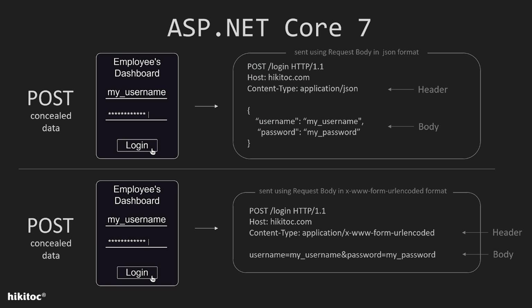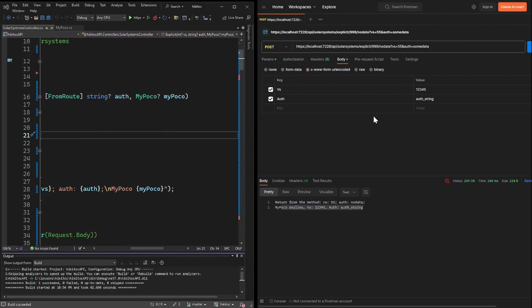JSON is the default response format for ASP.NET Core because it is a lightweight and efficient data format that is widely supported by modern browsers and devices. In Postman, I choose body, raw and JSON, and then send a request. As you can see, this body part is completely skipped in the response.